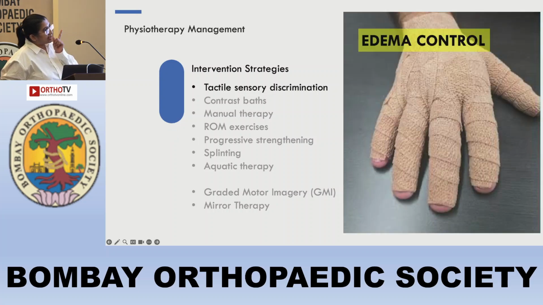The other thing we come across is a lot of edema. So here I like using Coban wraps, which are elastic bandages, 1 inch in thickness. And we cover the finger from distal to proximal. Same with the palm, keeping the fingertips free so that we can check on the circulation. And this gives fantastic results in controlling the edema.